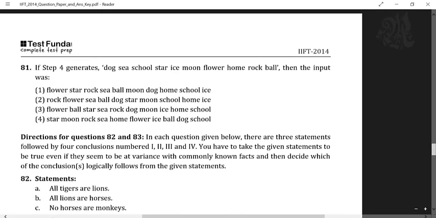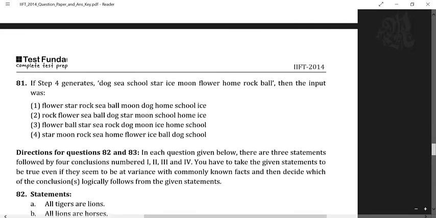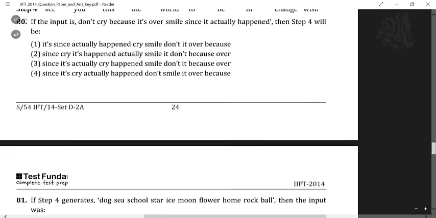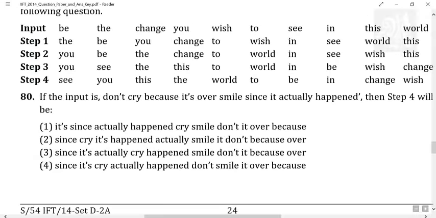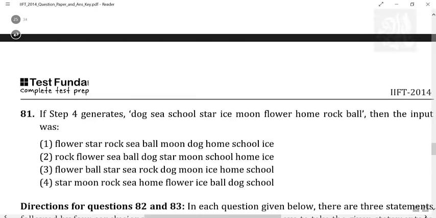Same goes for step 4. Now, for example, dog is the first word in step 4, so in the first one it will be the 7th word. Where do you see the 7th word is dog? 1, 2, 3, 4, 5, 6, 7, yes. Others are gone. The first one, that's the answer.